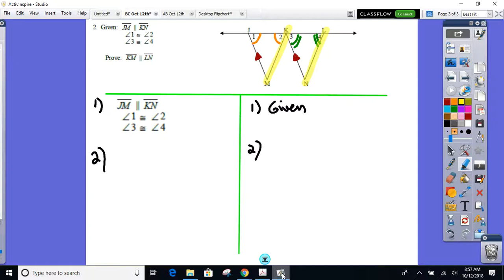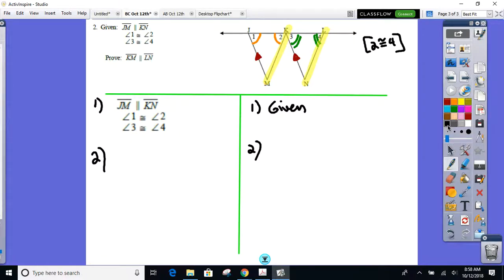KM and LN, those are the ones I'm trying to prove parallel. Does everyone see 2 and 4? If you can get 2 and 4 congruent, the lines will be parallel. All right, can you help me out? Can you get 2 congruent to 4? Because it's not substitution, is it? It's not substitution. Not yet anyway. So there's not much I can do here.